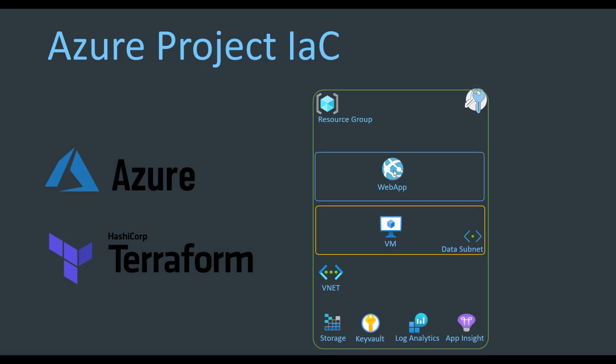Next, we need to create the web app, virtual machine, virtual network, and these components. So let's create some of these components. We are going to create these PaaS components first, because these are not dependent on each other, whereas, for example, the virtual machine is dependent on the virtual network. I prefer to start with the least dependent components, so let's create these first. I'll create a storage account, key vault, and Log Analytics.